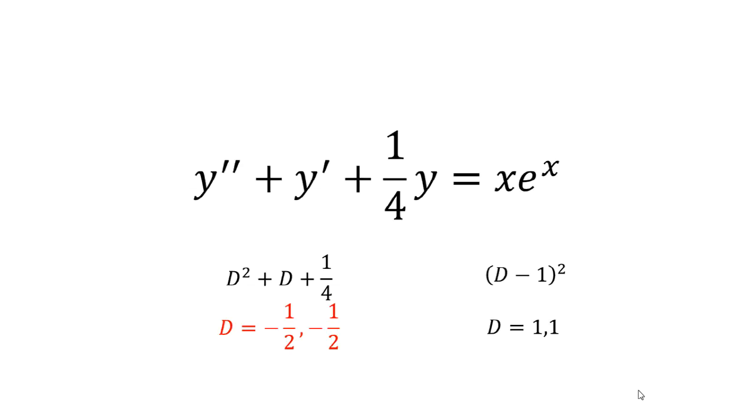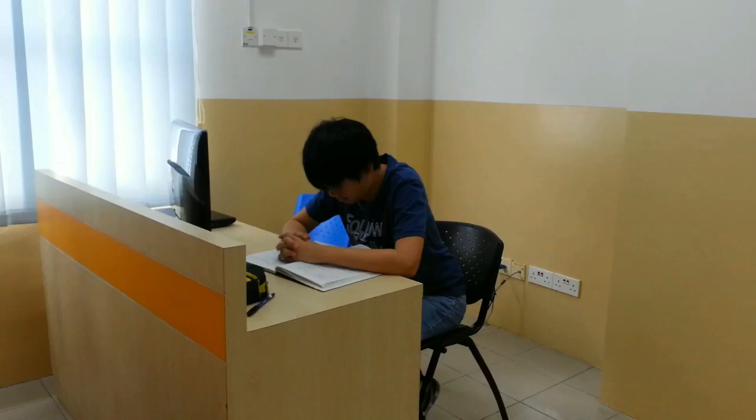Example 1. y double prime plus y prime plus 1 over 4 y equals x times e to the power of x. For the left side, the annihilator operator should be D squared plus D plus 1 over 4. When we solve for D, both values are negative 1 over 2 and negative 1 over 2. Both are the same. On the right side, the annihilator operator for x times e to the power of x should be bracket D minus 1 to the power of 2. And both values of D are also the same. Both are 1.